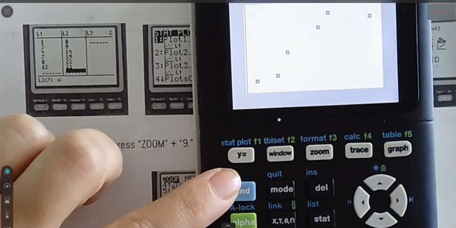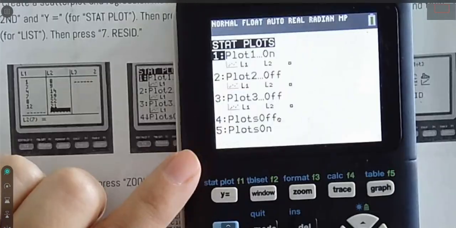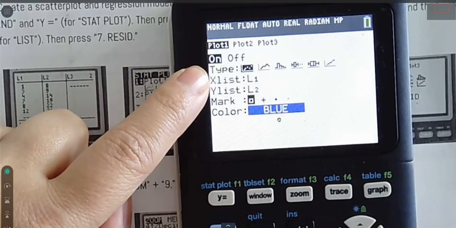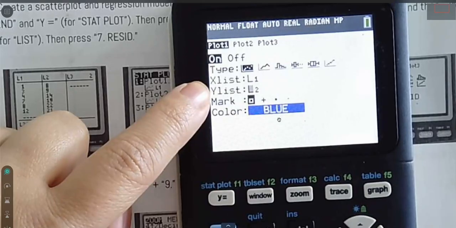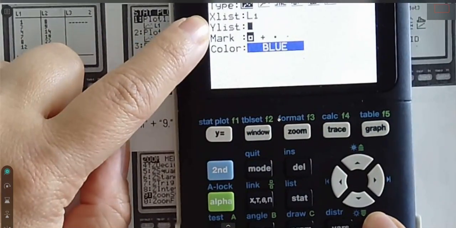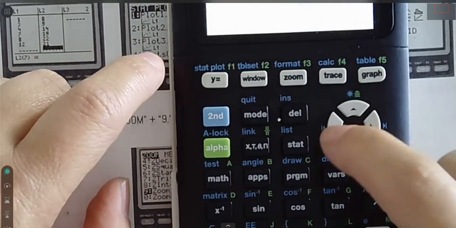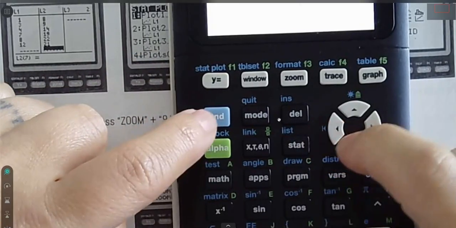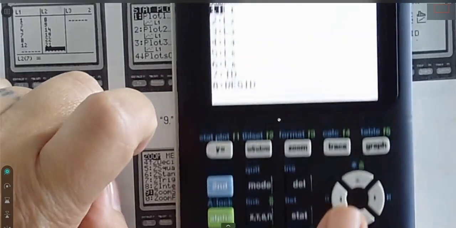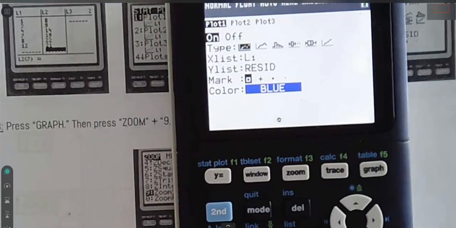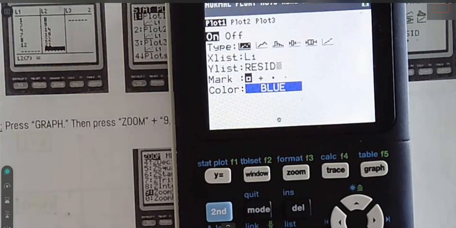So what you want to do is go back to stat plot, hit number 1. Where it says X list, we should have L1. Where it says Y list, this is where you're going to want to delete L2 and put residual instead. So if you hit clear, and then you want to go to this blue list thing. So you're going to hit second and then stat. Residual should be at the bottom. Looks like it's number 8 for me. So it should be L1 and resid.